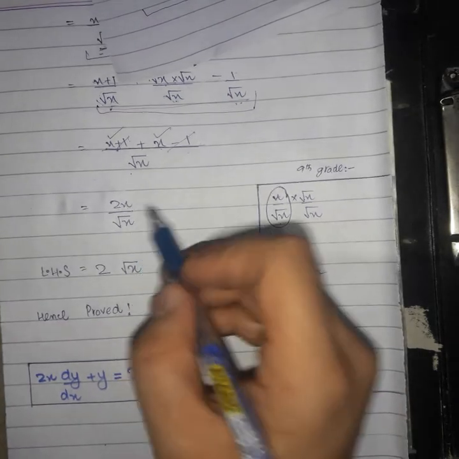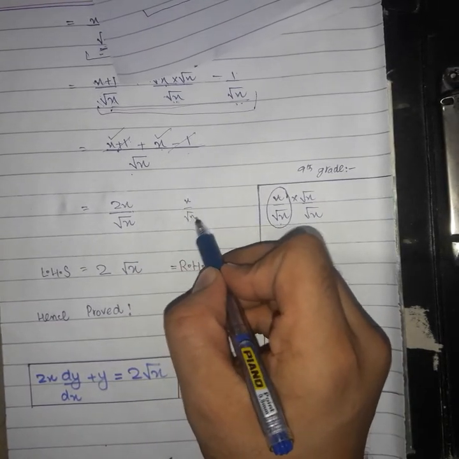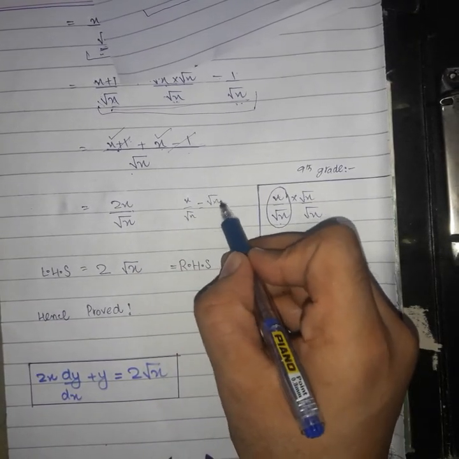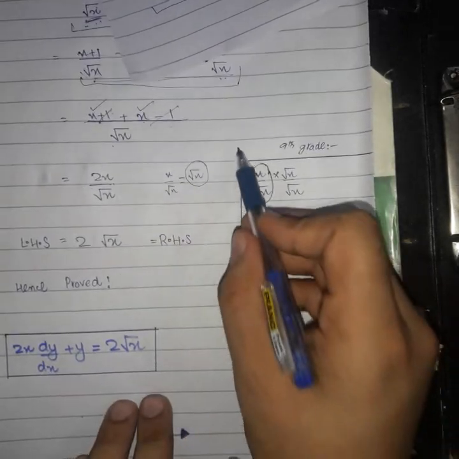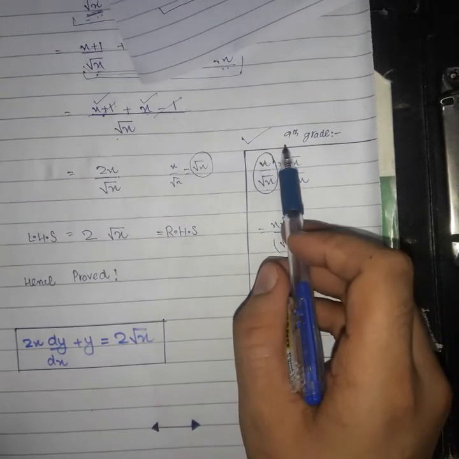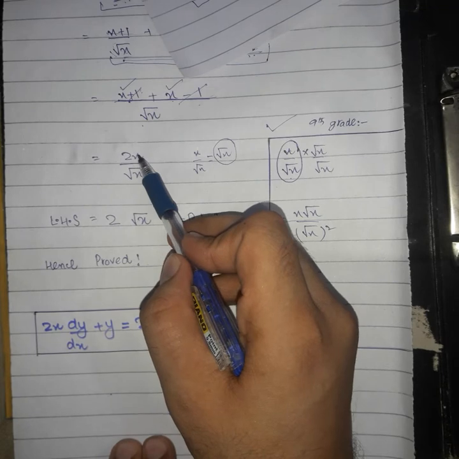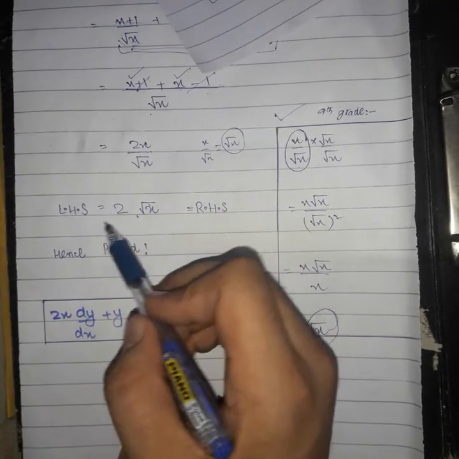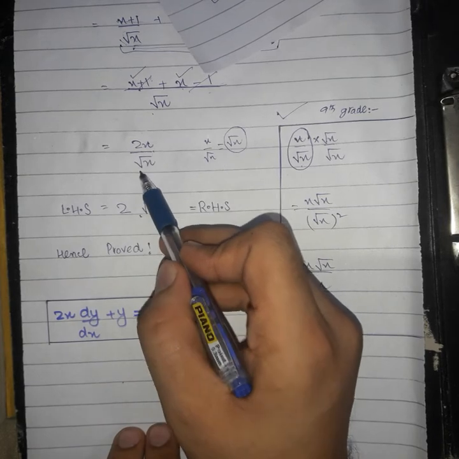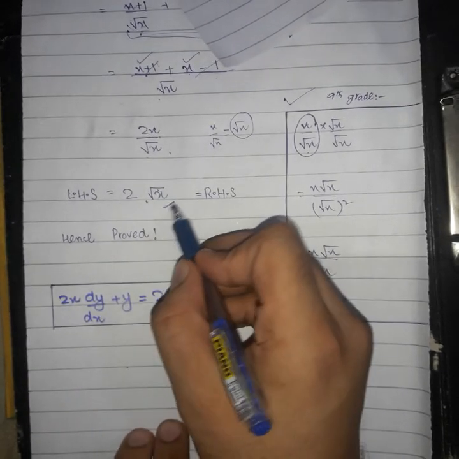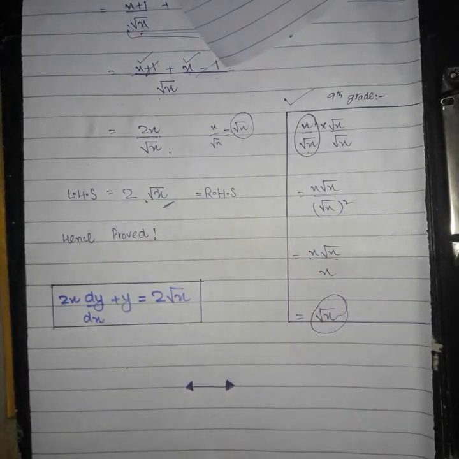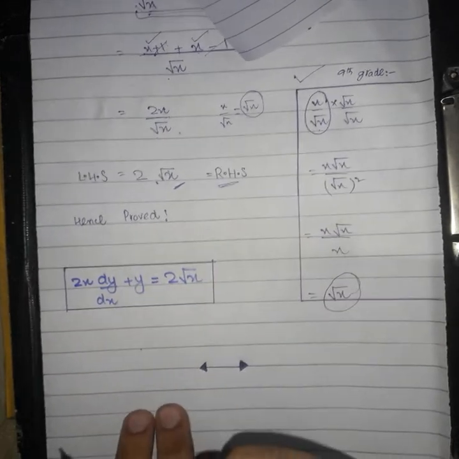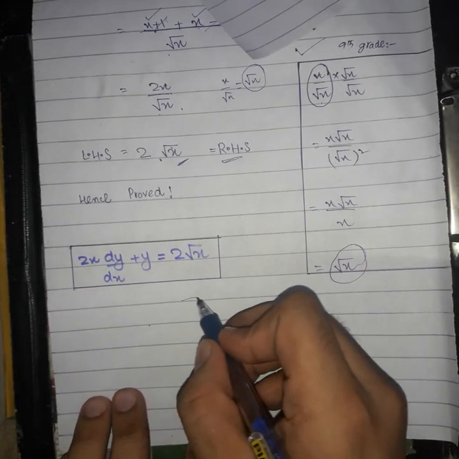And we know that x over square root of x can be written as square root of x, and this is the justification for this step. So I write square root of x in the place of x over square root of x. So this is our required right hand side, and hence it is proved. Our question ends here.